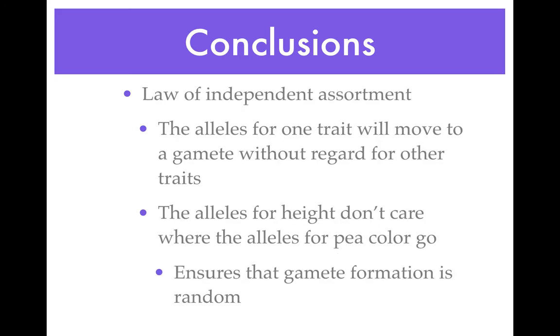The law of independent assortment, you have to look at a couple of crosses at the same time. So if you were looking at the gene for height and the gene for color, the gene for height doesn't care where the genes for color go. So this is all completely independent assortment.